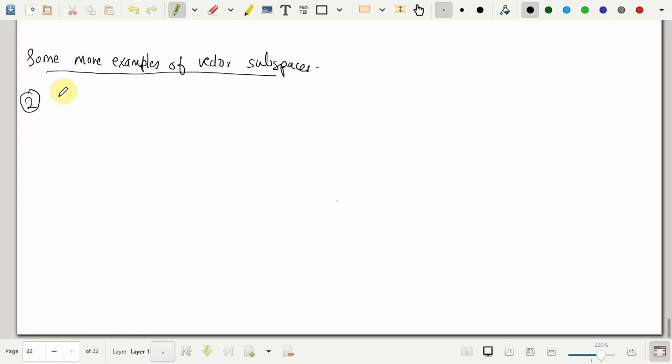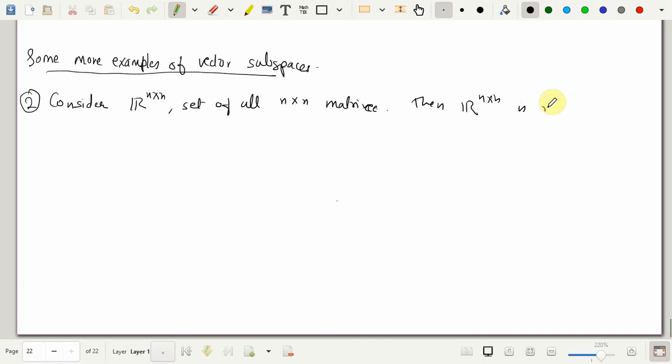So let me consider R of n cross n, that is the set of all n cross n matrices. Then we know that this is a real vector space over the standard addition and scalar multiplication.